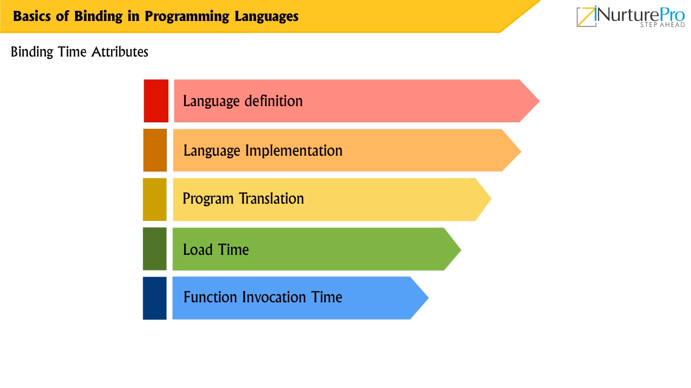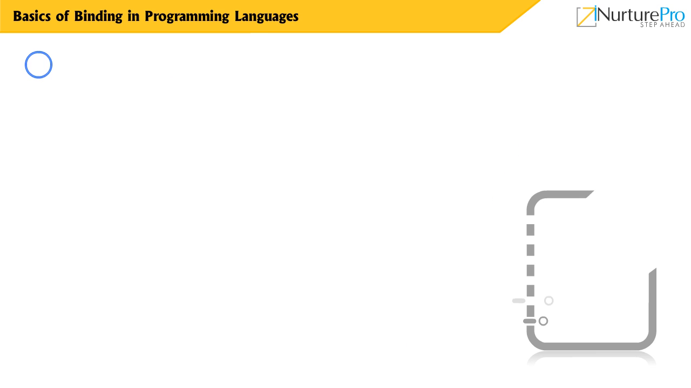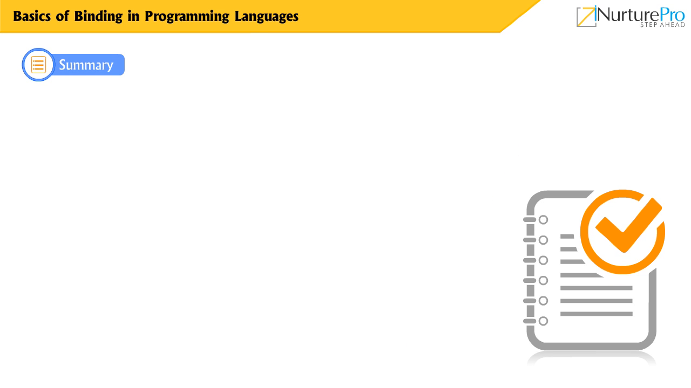Function or procedure invocation time: this specifies the time when the program is executing. During this time, the actual parameters get bound to the formal parameters. Program execution, also known as runtime: binding may occur anytime during the program execution process.